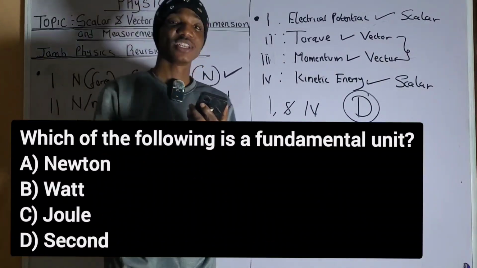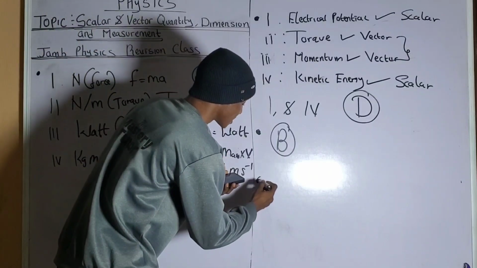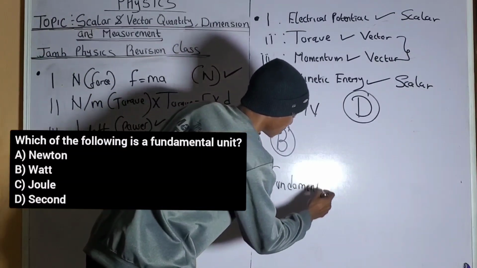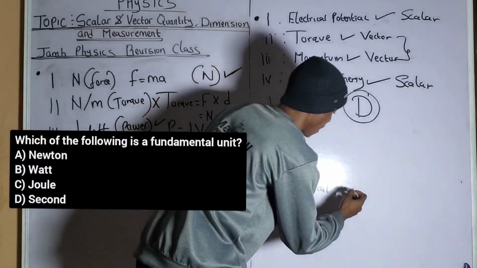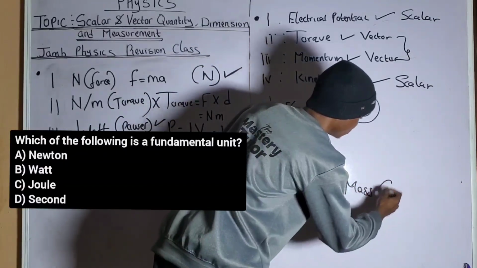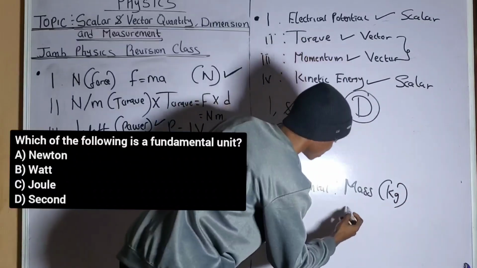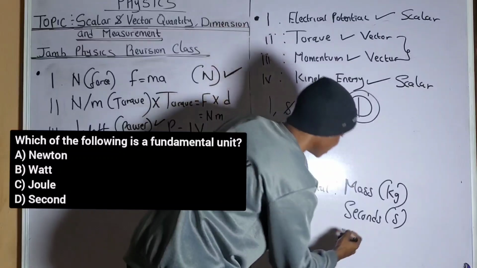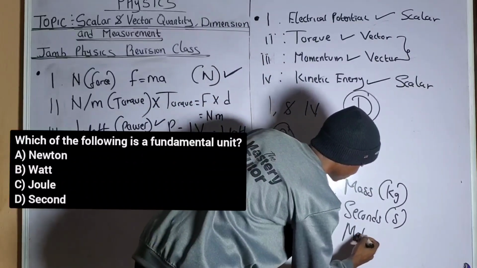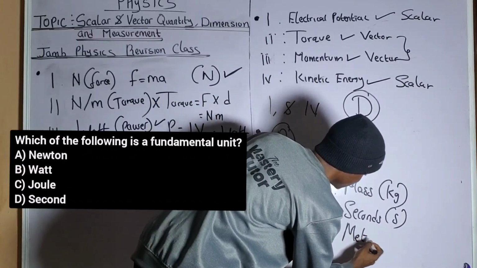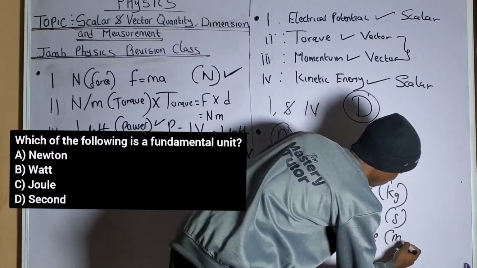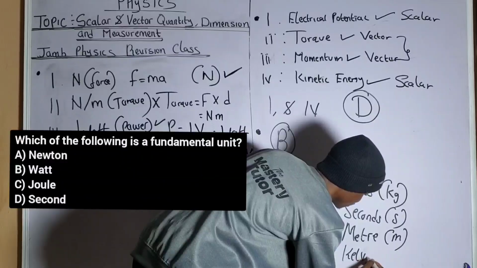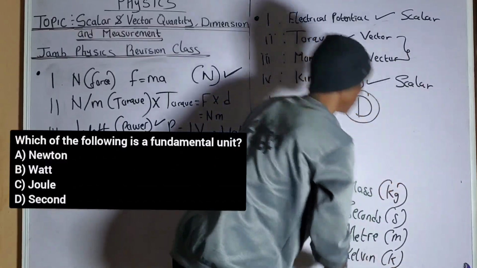Fundamental unit. Let me give you an example. We have mass, which is in kilogram. Do you understand? We have seconds, which is S, and we have meter, which is M. We also have Kelvin, which is the unit of temperature. That is K. You understand? So these are examples.